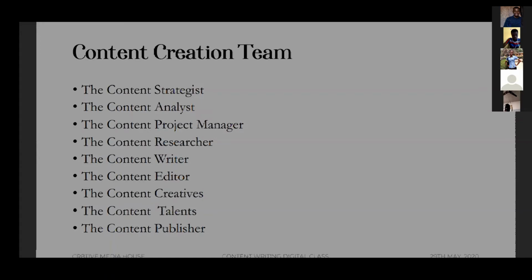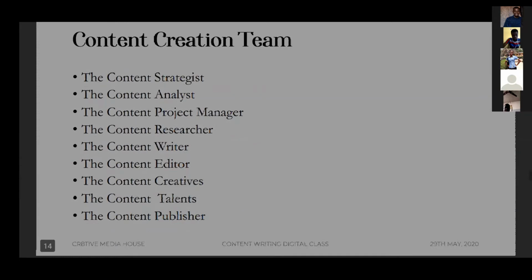Moving on, content publisher. The content publisher is the last man in the team, and that is the person who eventually puts out everything that has been discussed earlier. We see the process of content creation, ideally, depending on what medium you would use to communicate your content. At the end of everything, it gets published by the content publisher, which of course is still we ourselves.